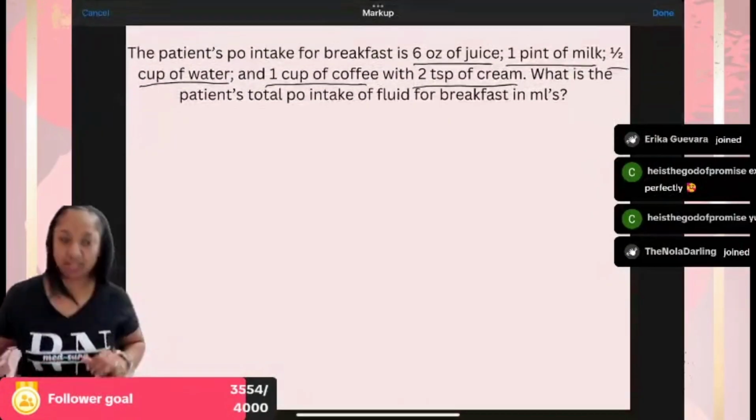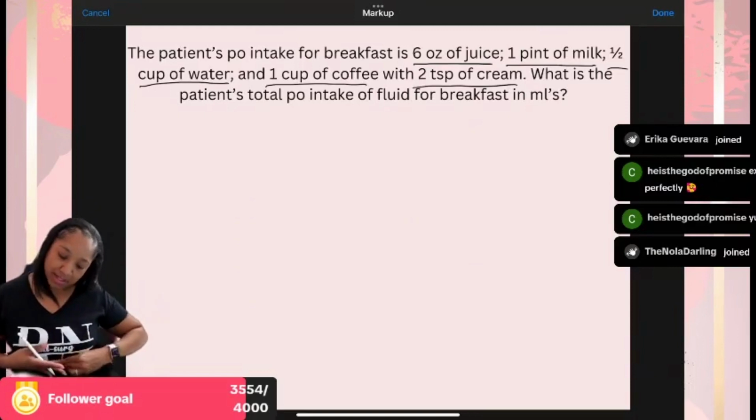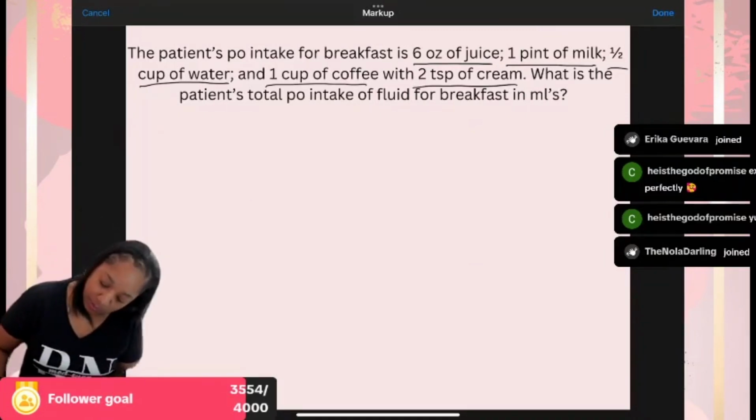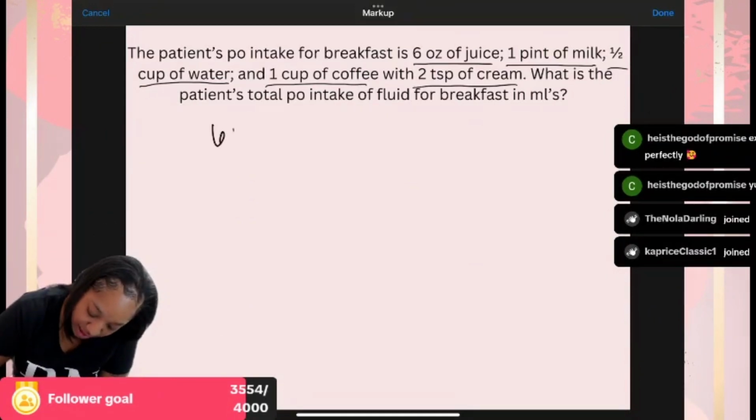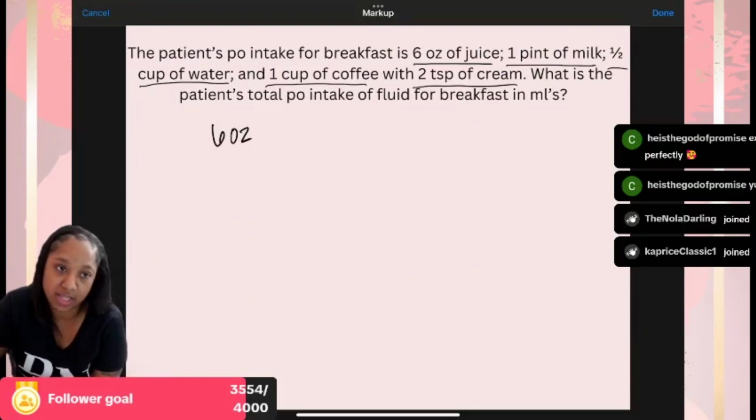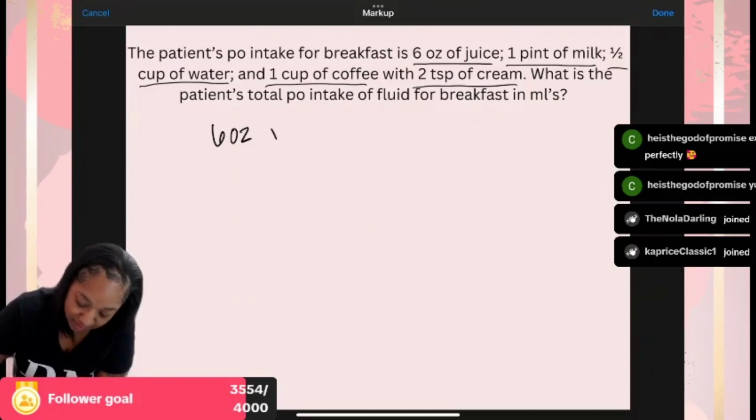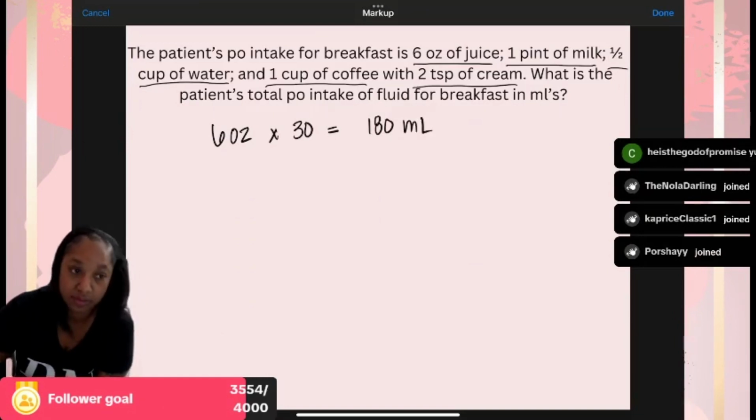Okay, now back to all this stuff that this person is drinking. I hope they don't have CHF. The patient's PO intake is 6 ounces of juice. That's a liquid. So 6 ounces, how many mLs is that? An ounce is 30 milliliters, right? So we're going to multiply this by 30, and that's going to give us our milliliters. That's 180 milliliters of juice.